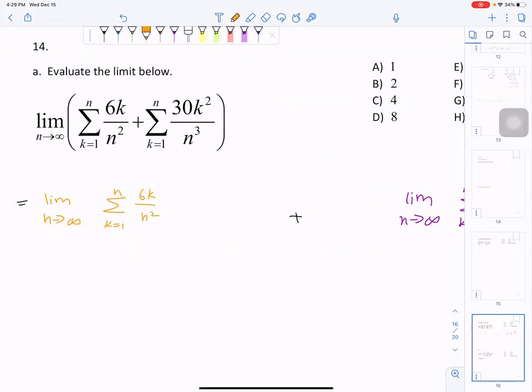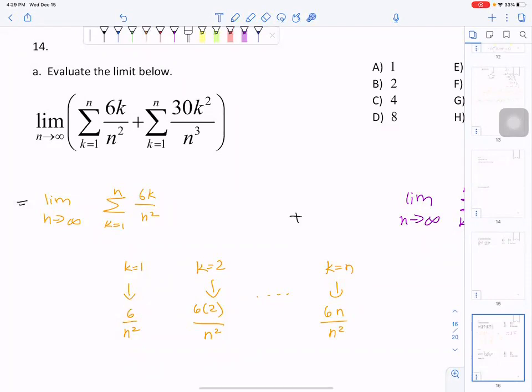It means you would have k equals 1. What do you get when you plug in k equals 1? You get 6 over n squared. K equals 2, what does that mean? That means you have 6 times 2 over n squared, etc., etc. K equals n, what does that give you? It gives you 6n over n squared.